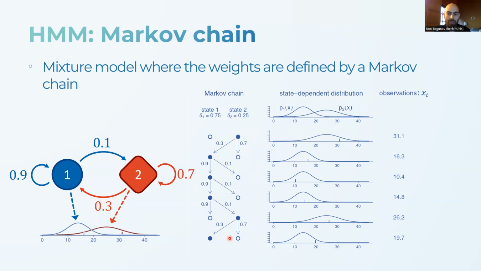And we see that the probability of remaining within state 1 is 0.9. The probability of transitioning from state 1 into state 2 is 0.1. For the second state, there's a probability of 0.7 of remaining within the same state, and a probability of 0.3 of transitioning into the blue state, into state 1.